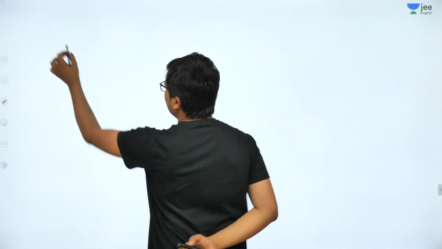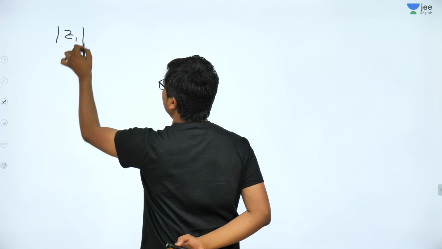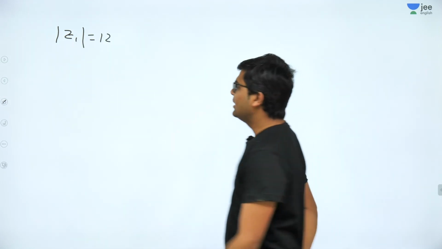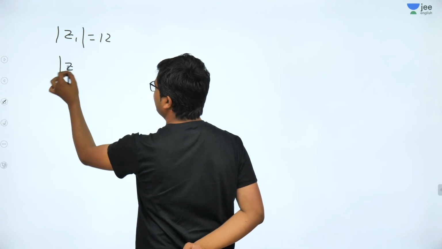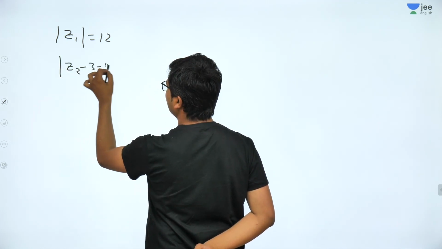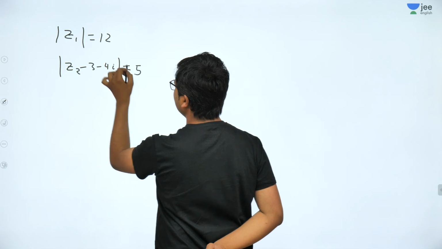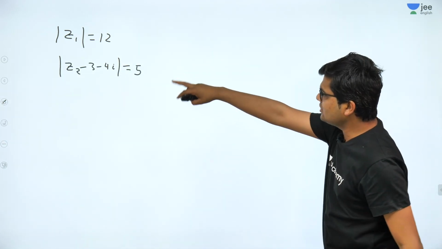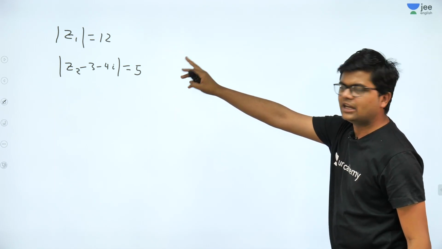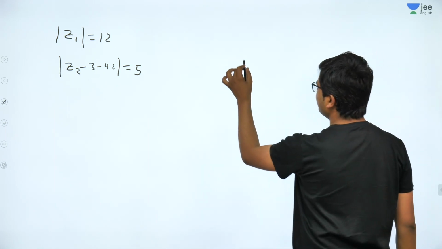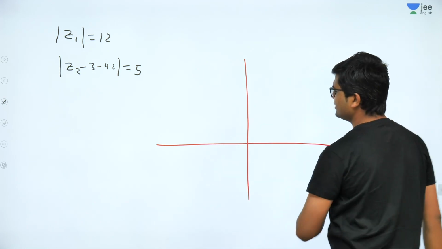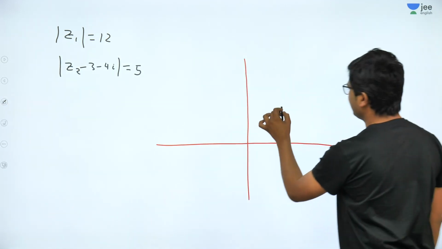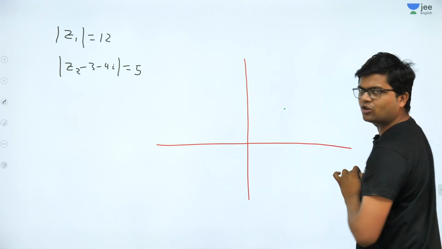So let's start. What have we been given? We have been given mod z1 equal to 12. This I will plot later, because this has a bigger radius. And mod of z2 minus 3 minus 4i is given to me as 5. Got my point? Now this circle has center 3 comma 4 and radius 5. So let's plot it. This is the y axis, this is the x axis, and now we have been given 3 comma 4 as center. So this is the point, let us suppose 3 comma 4.